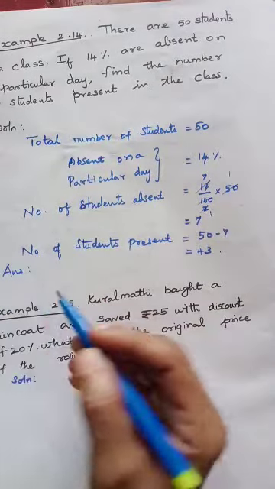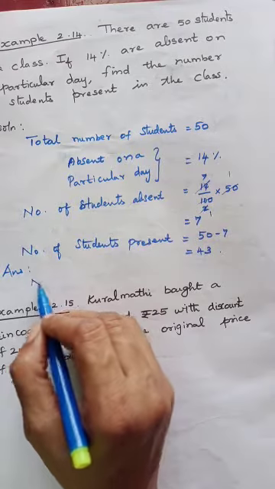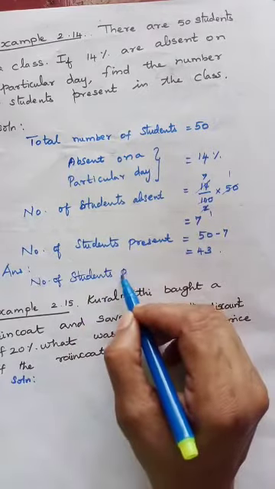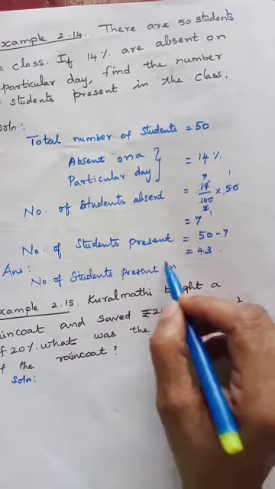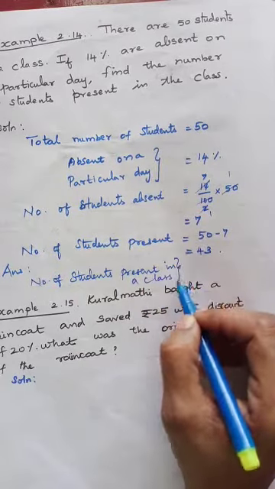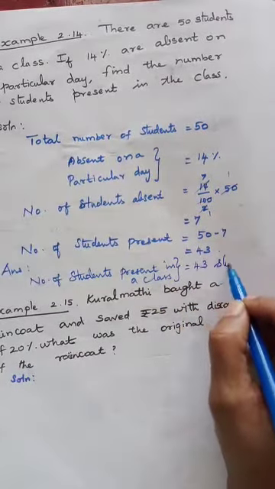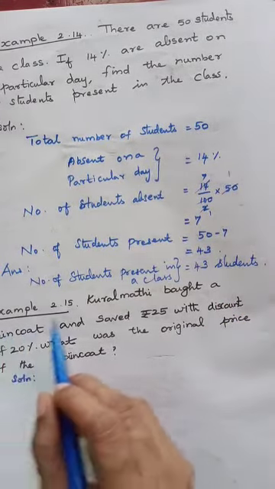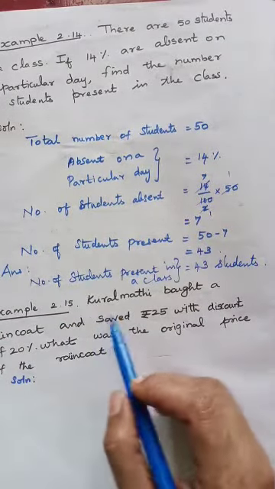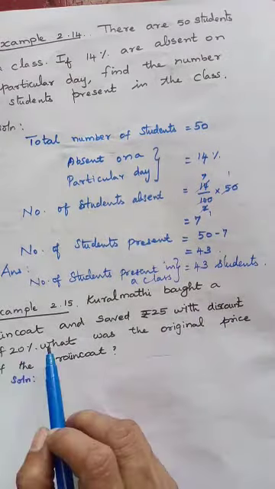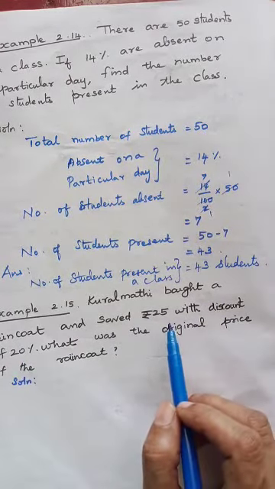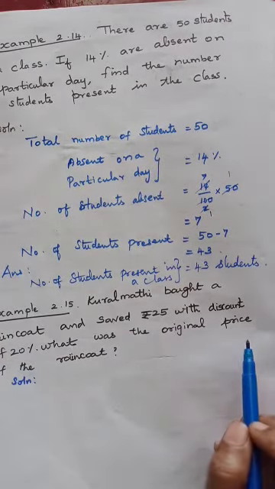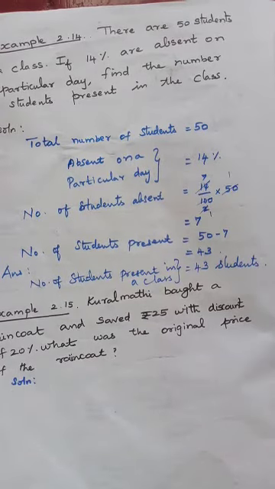Answer: number of students present in a class is equal to 43 students. Now we shall move to example 2.15. Kuralmadi bought a raincoat and saved rupees 25 with a discount of 20%. What was the original price of the raincoat?